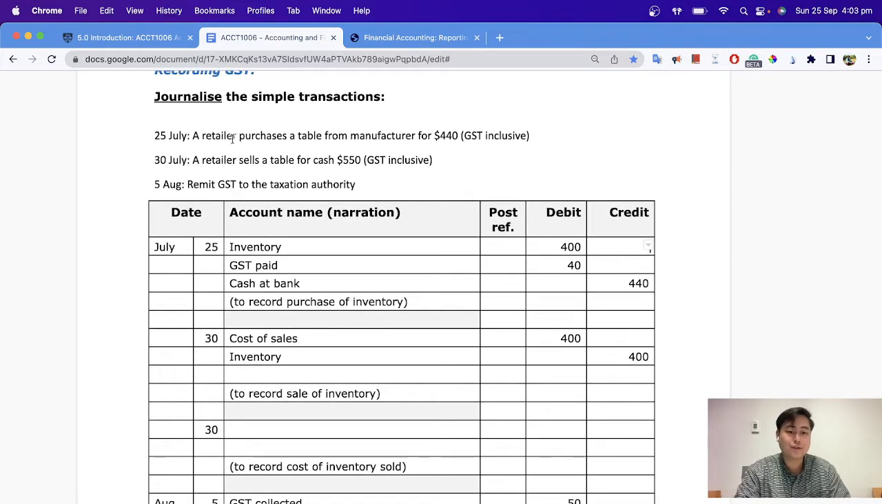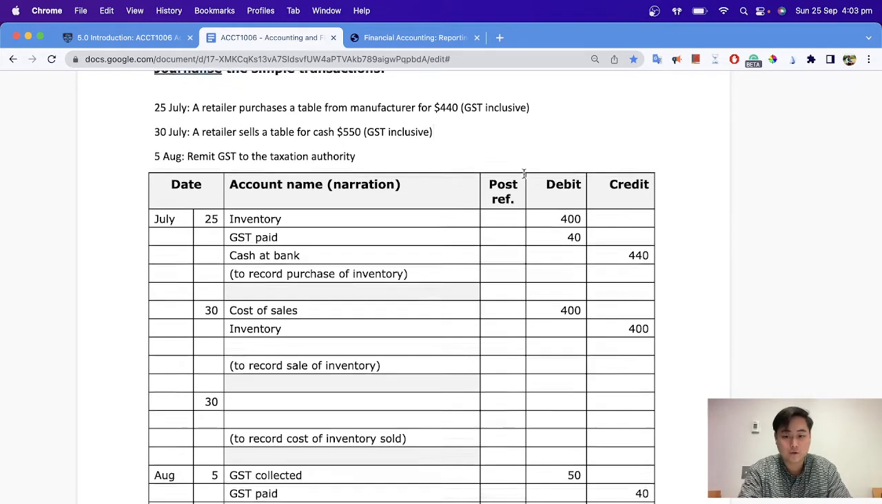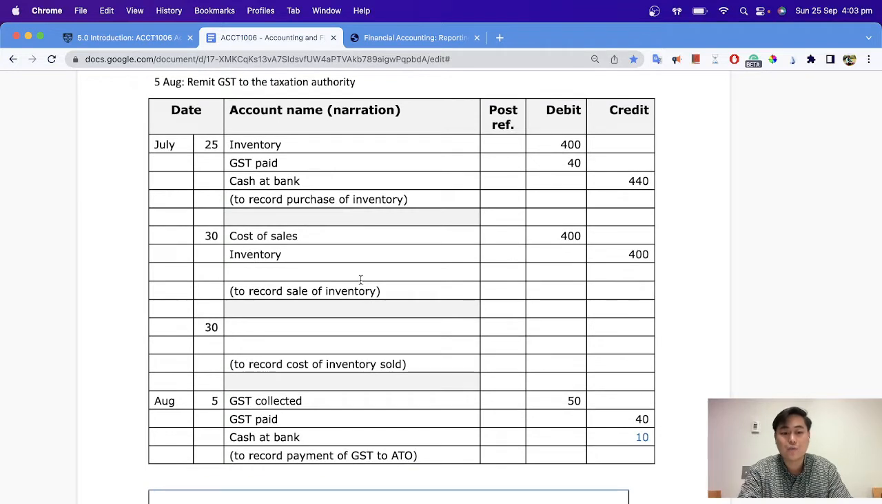So what we see right here is 25th of July, a retailer purchases a table from a manufacturer for 440 GST inclusive, which means that this includes GST paid. On 30th of July, a retailer sells the table for cash of 550 GST inclusive. So this is GST collected. You collect 50 in GST right here. And on 5th of August, you remit GST to the taxation authority. So this is how you record it.